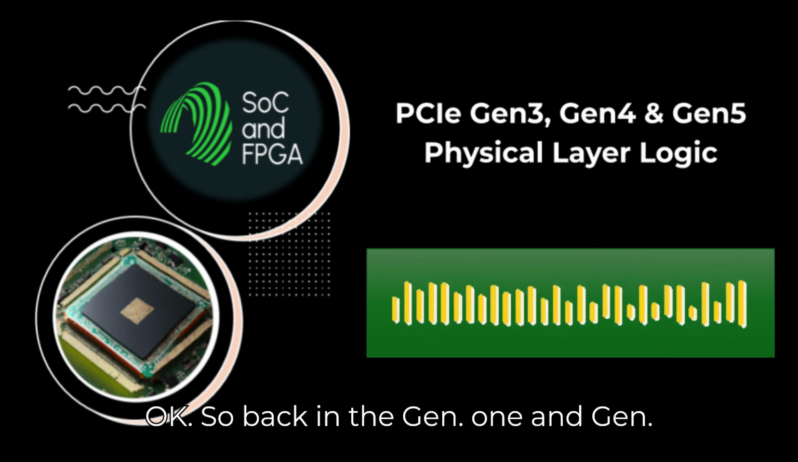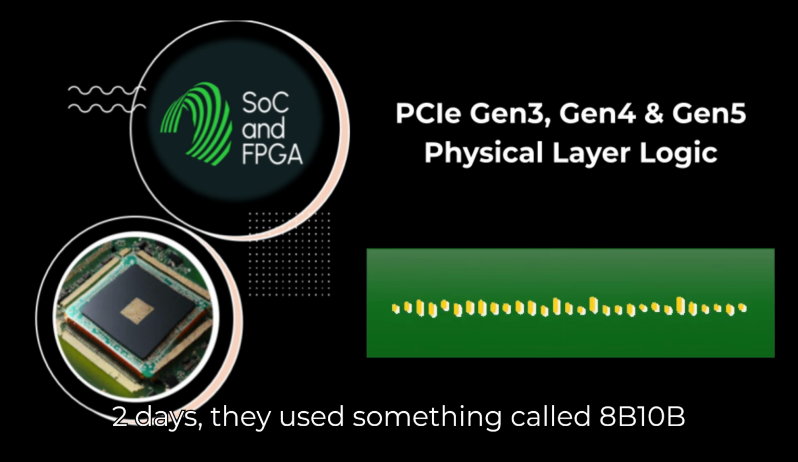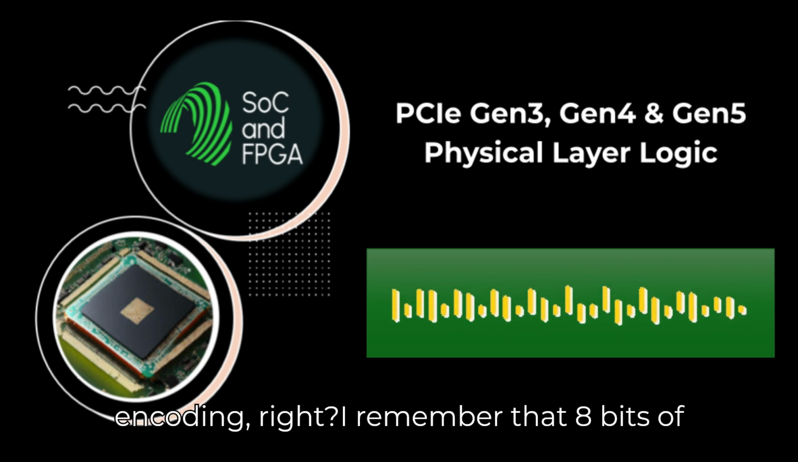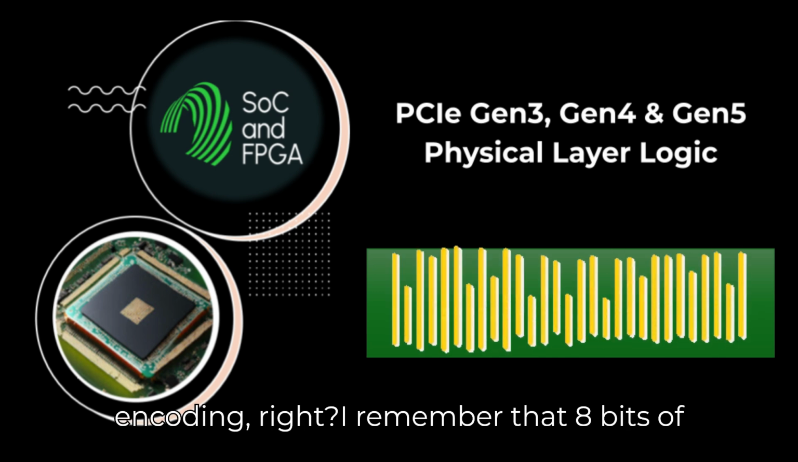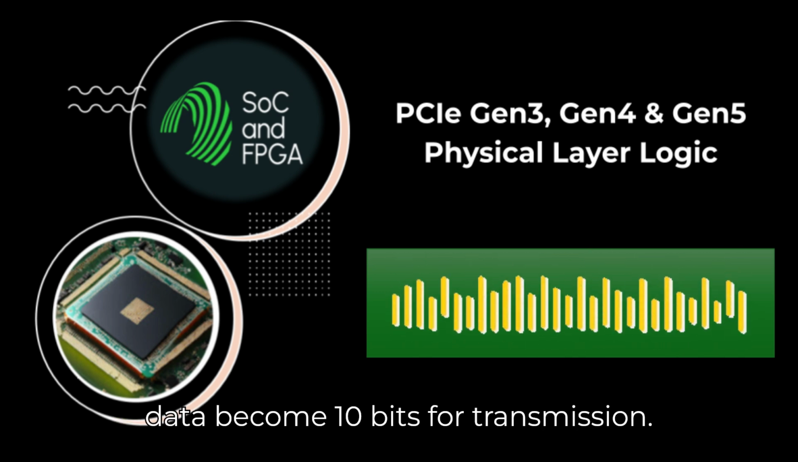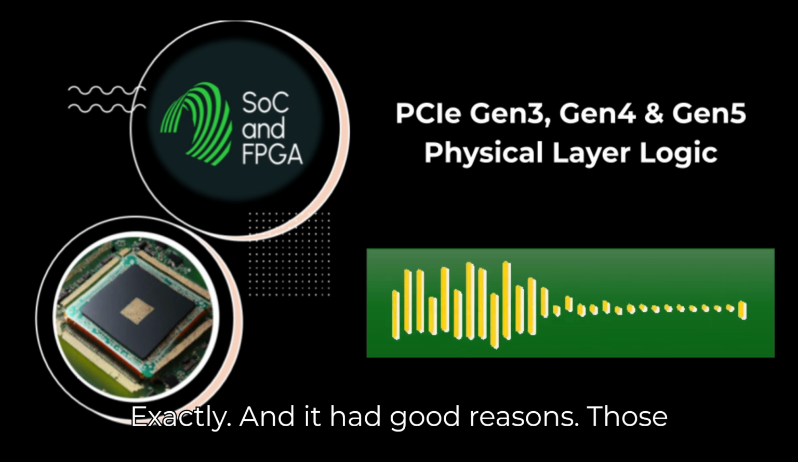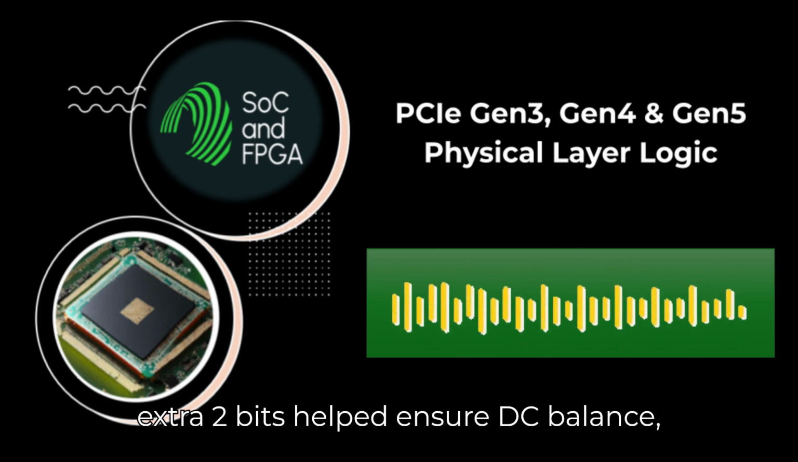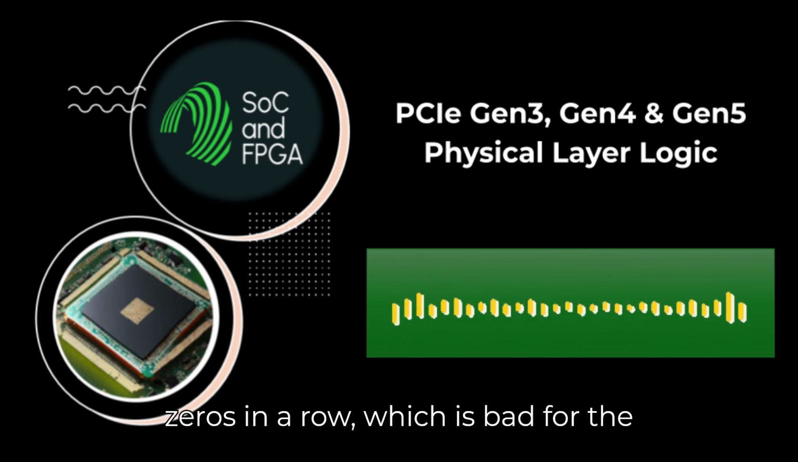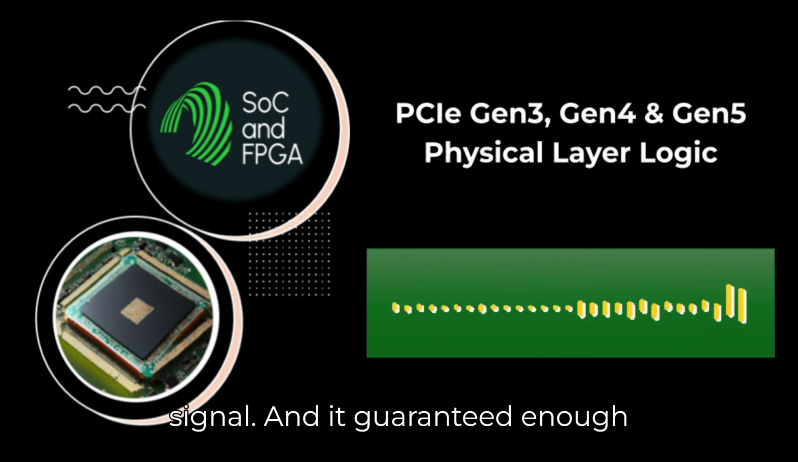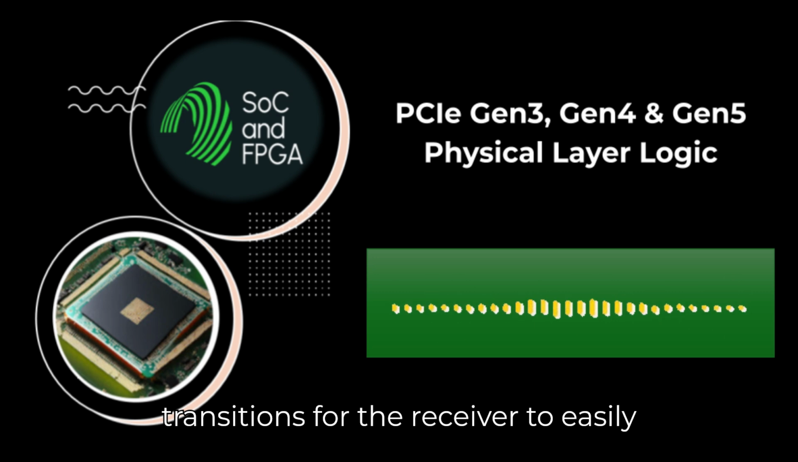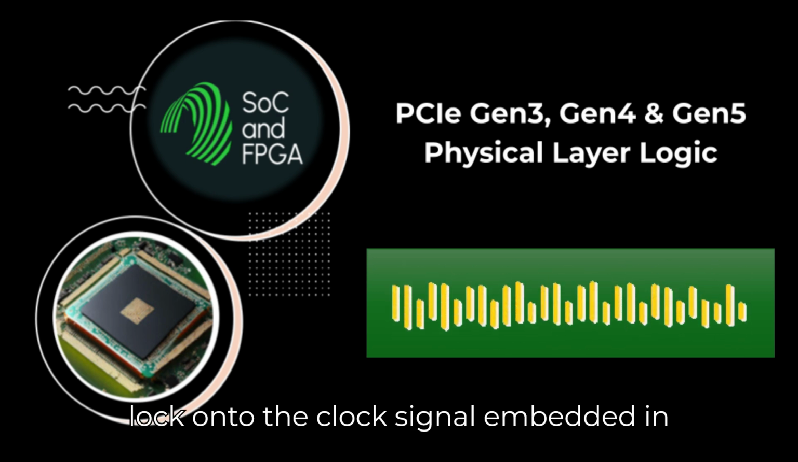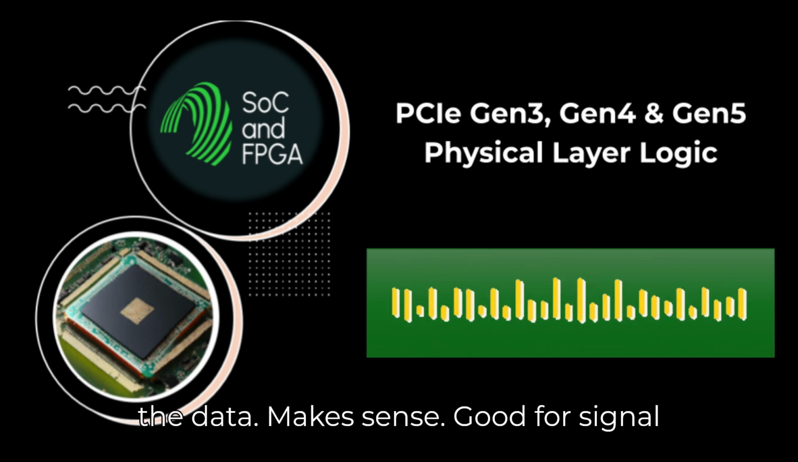Okay. So back in the Gen 1 and Gen 2 days, they used something called 8B10B encoding. Right. I remember that. 8 bits of data become 10 bits for transmission. Exactly. And it had good reasons. Those extra 2 bits helped ensure DC balance, meaning you didn't have too many ones or zeros in a row, which is bad for the signal. And it guaranteed enough transitions for the receiver to easily lock onto the clock signal embedded in the data. Makes sense. Good for signal integrity.